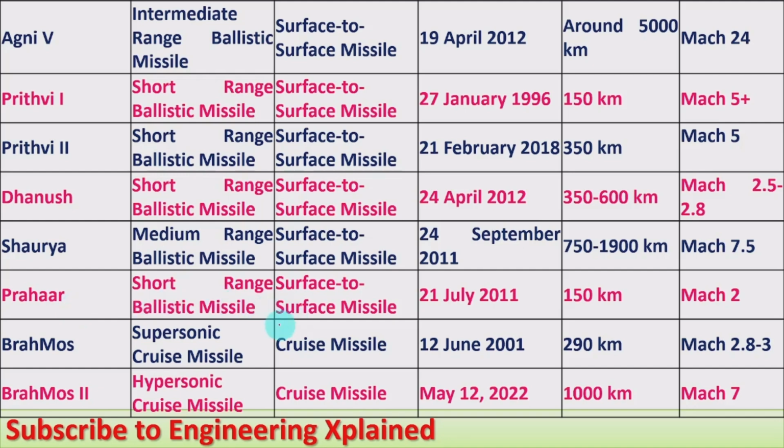Prahar, the short range ballistic missile, surface to surface missile it is, launched on July 21st, 2011. The range is 150 km. Speed is Mach 2.